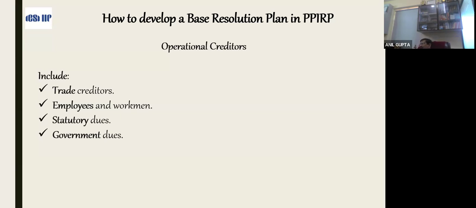And the government dues under operational creditors: if the company has to pay based on the income tax return, the additional amount they demanded, or GST, all these things are to be mentioned under this head.